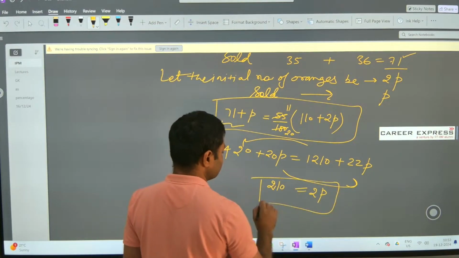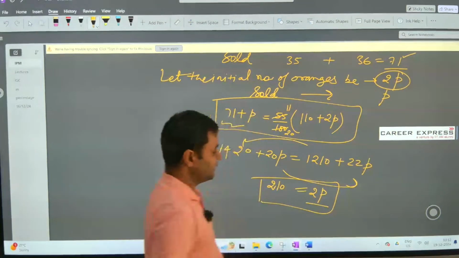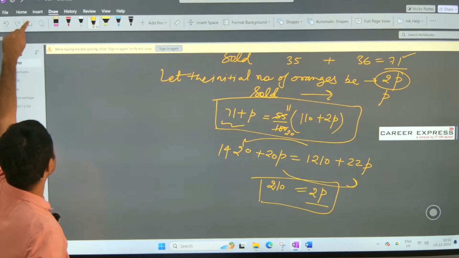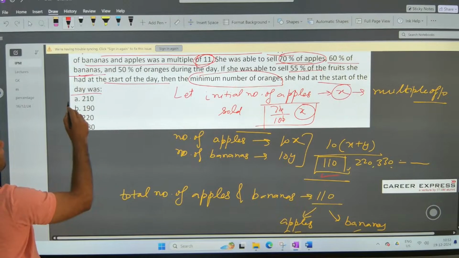So 2p is 210. We don't have to divide because 2p was the initial number of oranges that we had assumed. So the value of 2p came directly, 210, and that should be our answer. So the answer is A, 210.